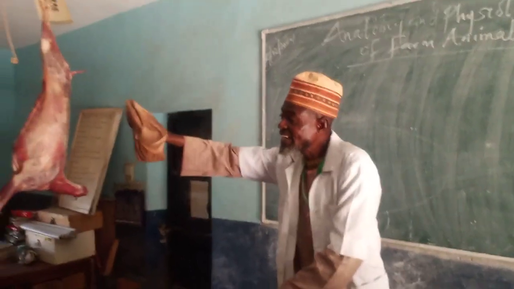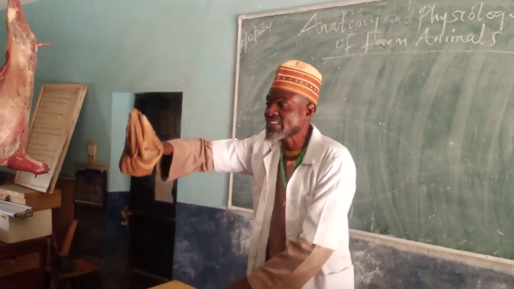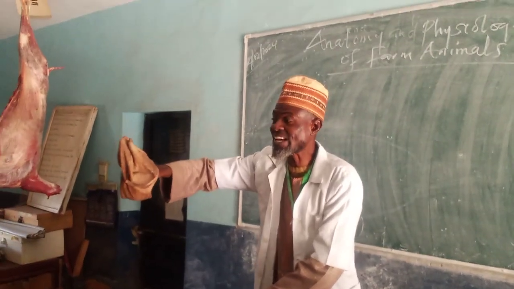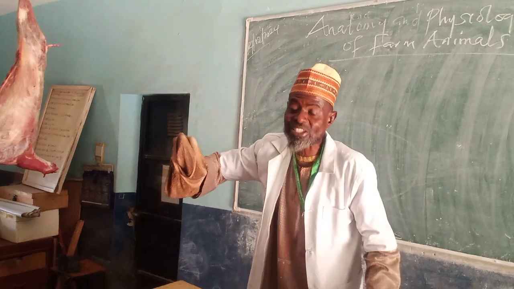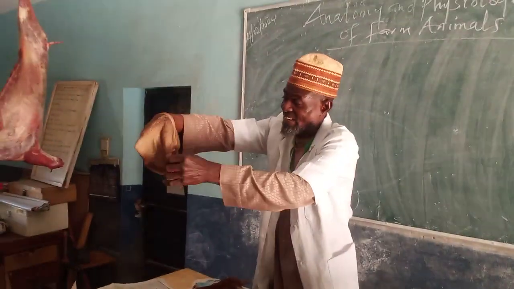Is that clear? They are partially chewed, and that's the reason why when you slaughter these animals, you are likely to see green vegetation, green grasses, there, because the feed is not properly chewed. Despite being partially chewed, it is stored here. This is the first stomach chamber and the biggest.